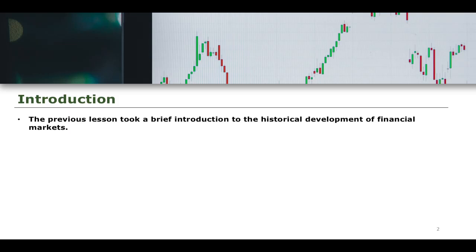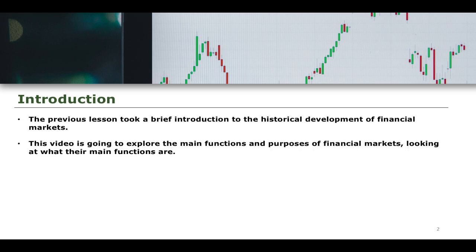And then finishing by looking at the establishment of the NASDAQ in 1971, one of the most important revolutions in the trading of financial instruments, given the fact that what it did was electronically computerize the process of buying and selling trades. This video is going to explore the main functions and purposes associated with financial markets, looking at what the main functions are.